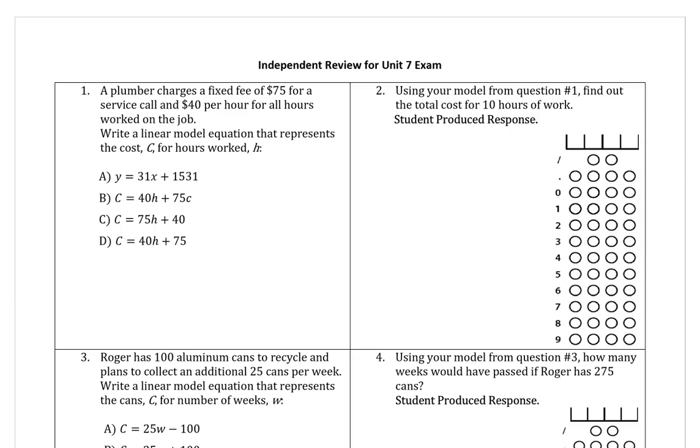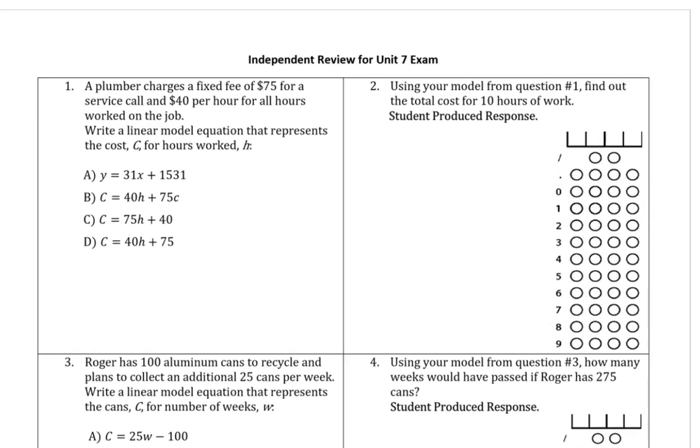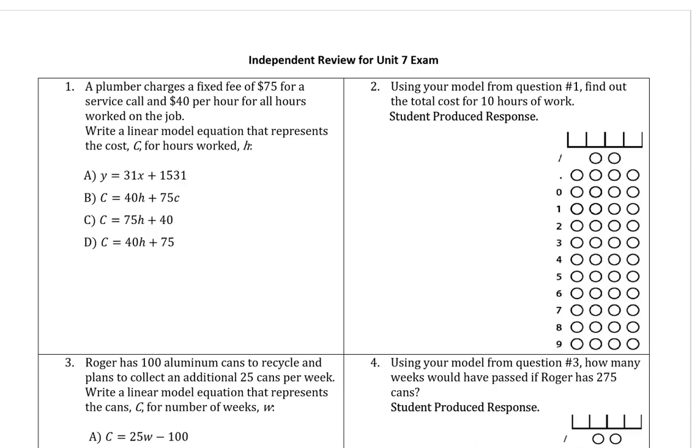All right, so starting on our review for the Unit 7 exam here. Number 1, we have a plumber charges a fixed fee of $75 for a service call and $40 per hour for all hours worked on the job. We're going to write a linear model in terms of the cost, C, for the hours worked, H.